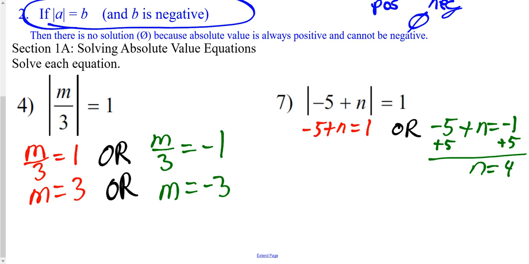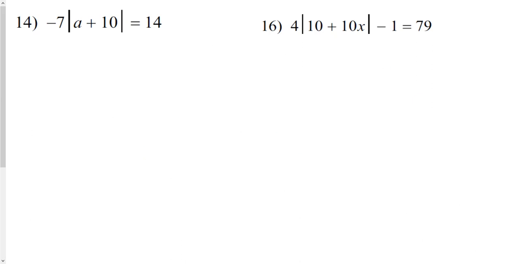Over here in the red, we solve that. We'd have to go ahead and add a 5 to both sides. And we get this. So those would be your two answers. So let's go ahead and take a look at this next one.